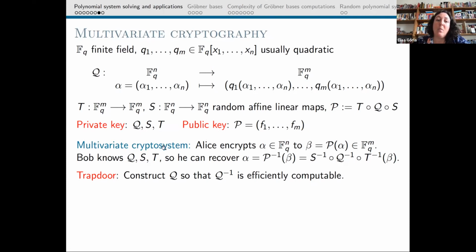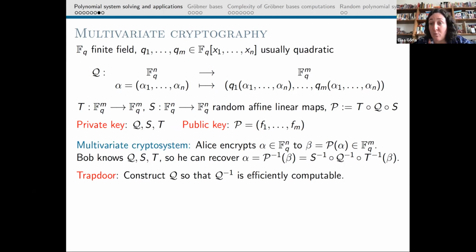And now Bob, who constructed the system and is the intended receiver of the message, knows not only P, but he knows all the ingredients that he used to construct P. So he knows Q, S, and T. And so he can invert each one of them individually. So he can compute T inverse, Q inverse, S inverse. And the trick here is that Bob will have to construct a Q so that the inverse can be computed efficiently.